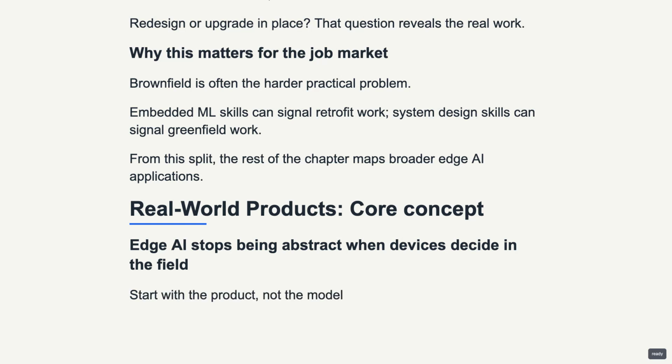A good way to understand edge AI is to begin with the operating conditions. If a device has weak connectivity, a tiny battery, or a hard real-time requirement, the model architecture matters less than whether the system can function reliably in that environment.